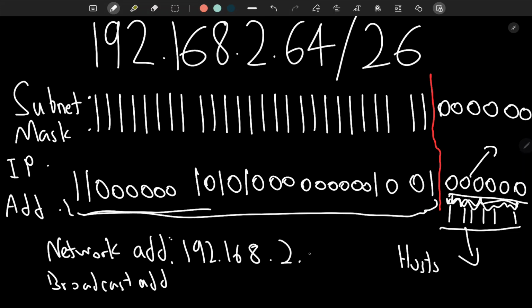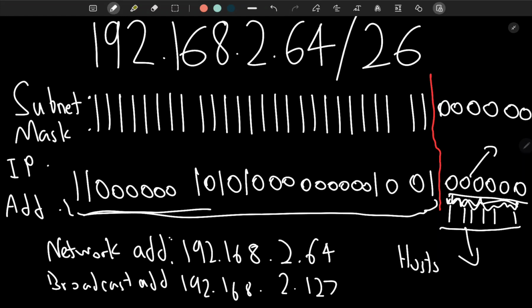So that is 64, and that's the network address. The broadcast address has this part fixed and it's 01 and six ones. If you convert this to decimal again, you will get 127. So let's just replace this with 127, and everything else will stay the same, because this part, the left side of the red line, we cannot modify, so it's going to stay the same.